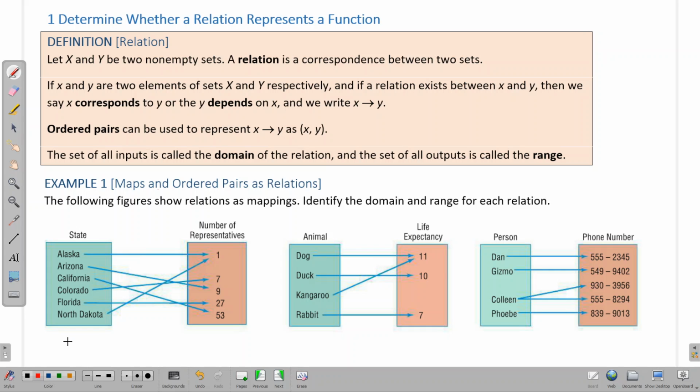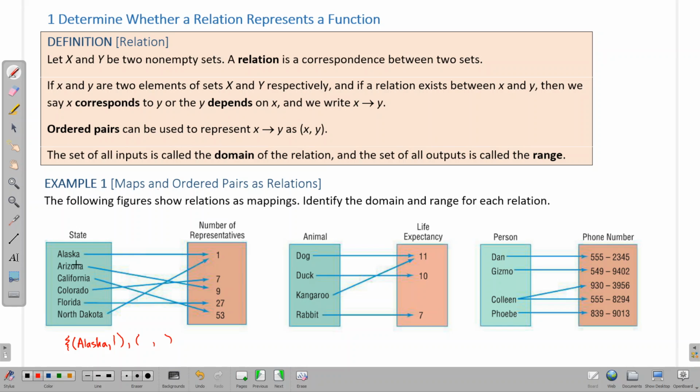So as an example, this first one here, the first ordered pair would be Alaska, would be the input, and then the output is 1. And then you could just go through and do the same thing for all the other mappings. So Arizona, 9 would be your second ordered pair. So any mapping between two sets or any set of ordered pairs automatically is a relation.